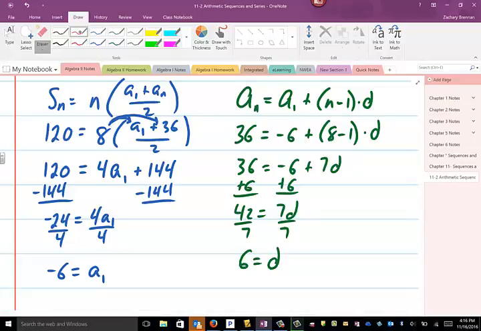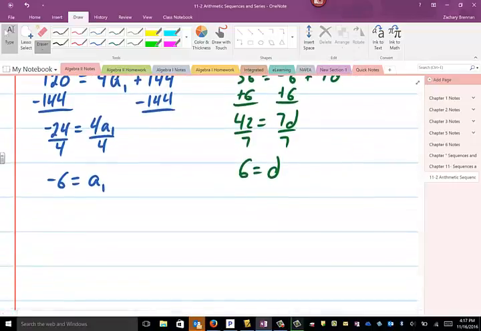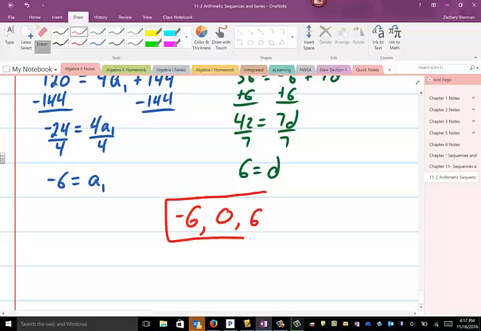That is not the answer again. It's asking for what are the first 3 terms. A sub 1 was negative 6. The common difference is 6, so add 6 to that and you will get 0, and then 6. If you want me to keep going, it's 12 and 18 and 24 and 30, and you know what to do next. Okay, that ends that part of it.